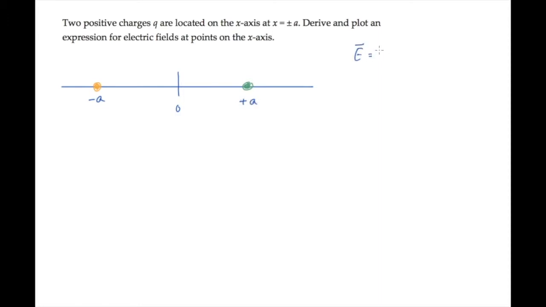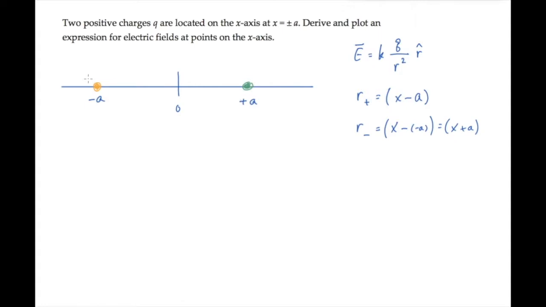The electric field from each of these charges has a magnitude equal to kq over r squared, and because they're both positive, the electric field points radially away from each of them. The distance r between any point on the x-axis and the green charge, I'll call that r plus, is x minus a, and the distance r between any point and the orange charge, call that r minus, is x minus negative a, or x plus a.